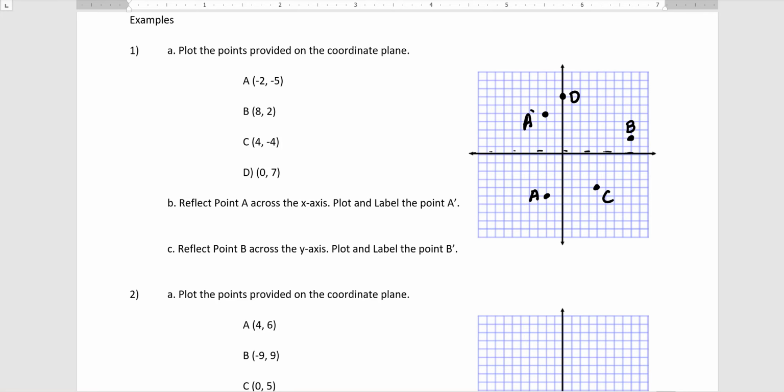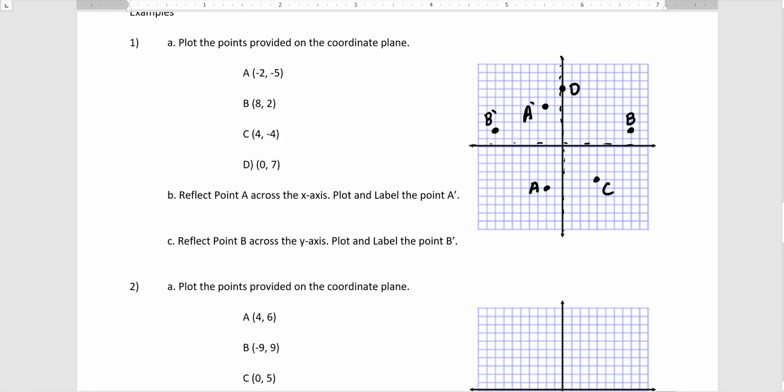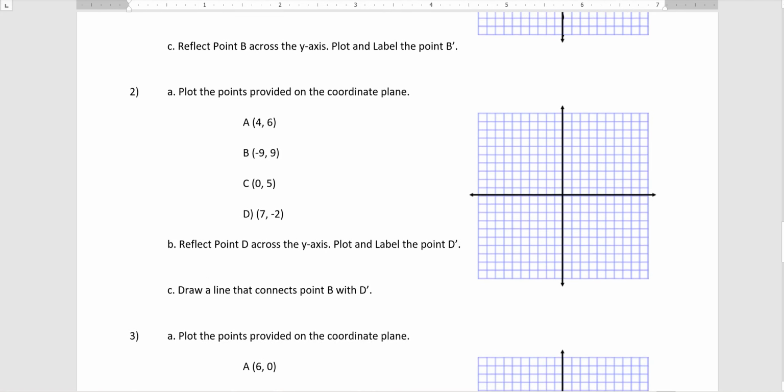Now what about C? Reflect point B across the y-axis. So that y-axis, remember, is our vertical axis. So I'm going to flip B to the other side of that. Now it was at 8, 2. So now it's going to be at negative 8, 2. And we're going to label that B prime. Raise your hands if you have any questions on this. This is kind of a tricky exercise here, but it's really going to solidify our understanding of the coordinate plane. Let's try another one together. Let's try number 2.